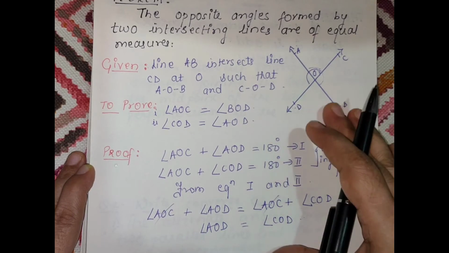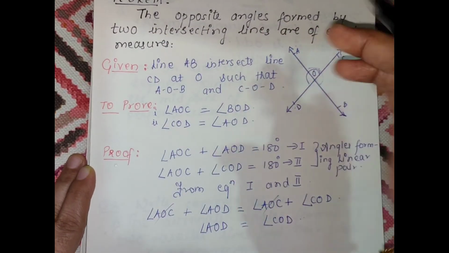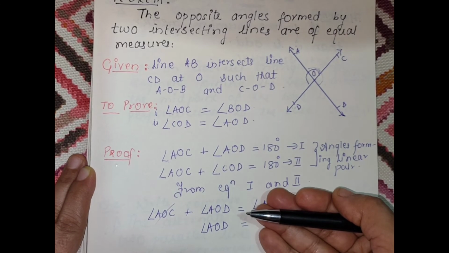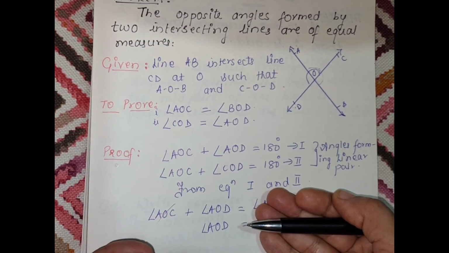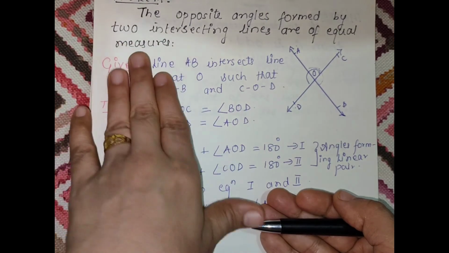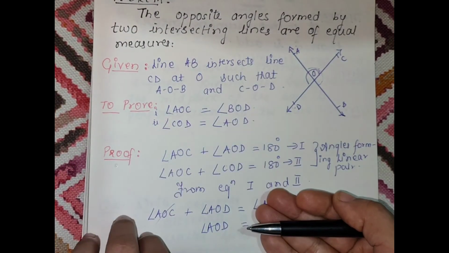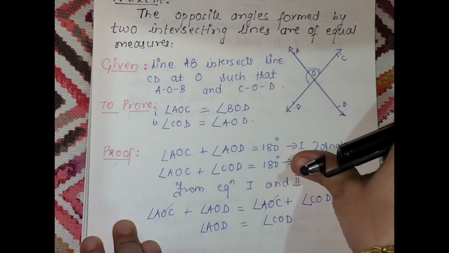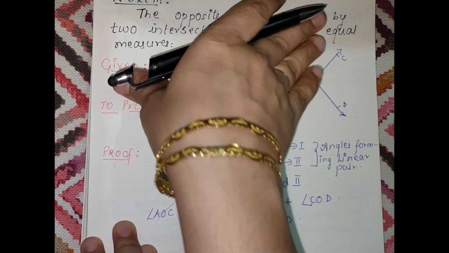So this is called direct proof. Whatever is given, according to that we are proving it. We are not assuming anything. We are just following the given instruction. This is called direct proof, in which we are not assuming.